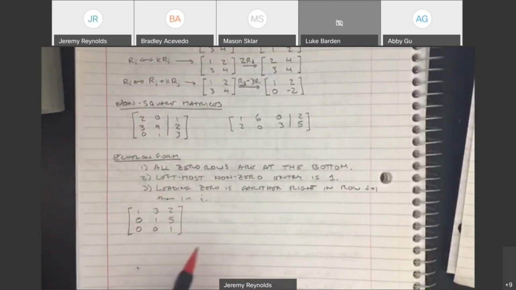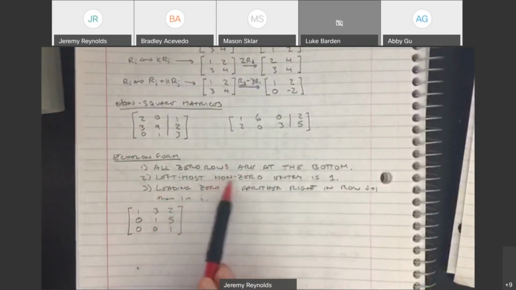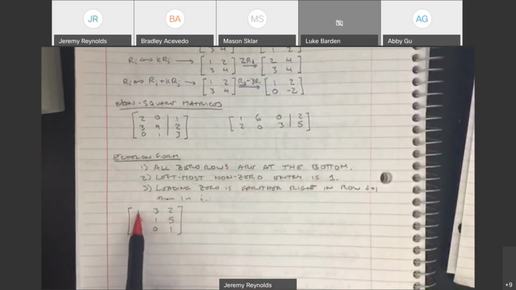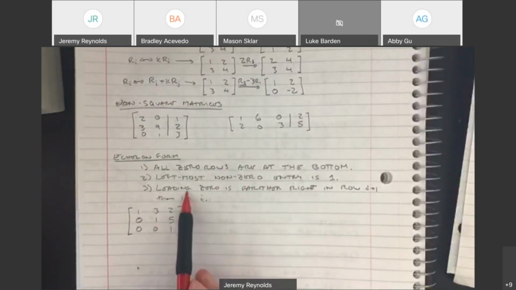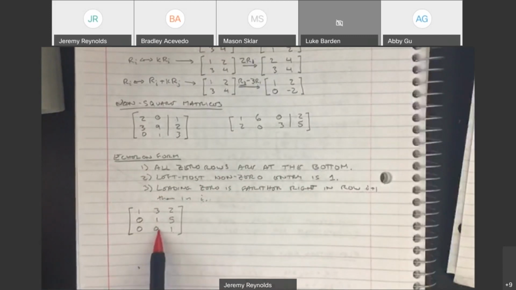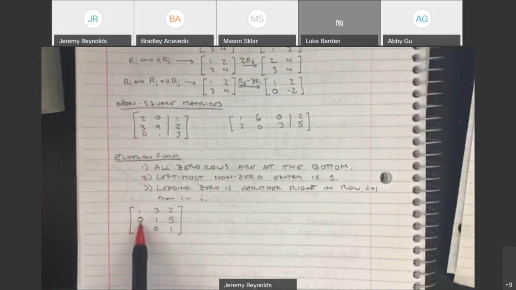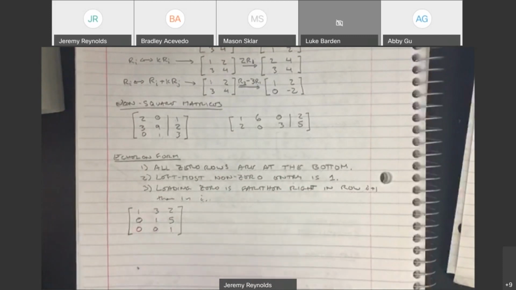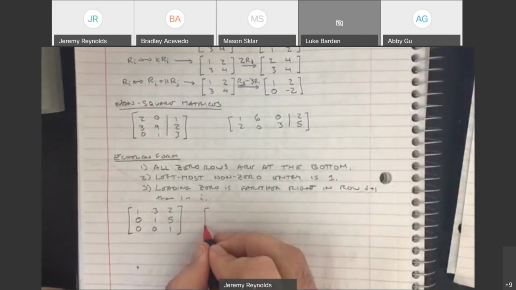So this is a coefficient matrix, and we can see that there are no 0 rows, but the leftmost non-zero entry in every row is 1, and the leading 1 is farther right in row i plus 1 than in row i. So in row 3, the leading 1 is farther right than in row 2. So this is in echelon form. Another example.